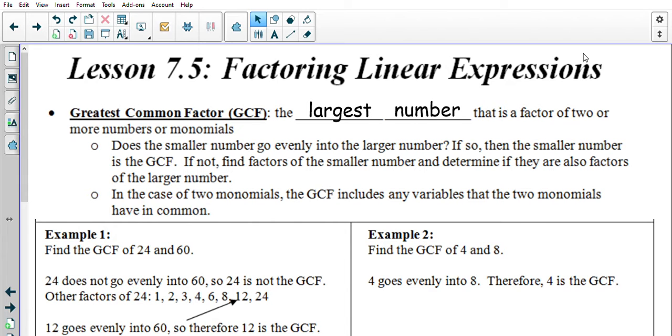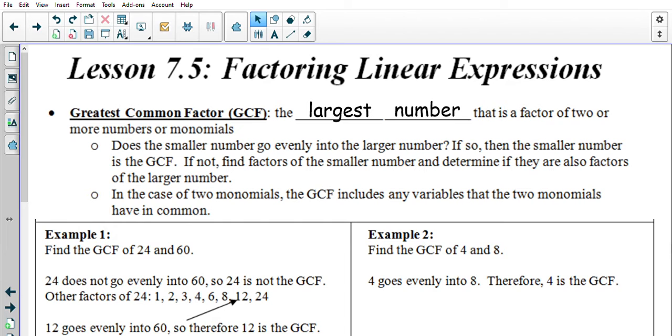This video is going to focus on the lesson 7.5 guided notes on factoring linear expressions. This is a really important concept because in algebra, which you'll take next year, factoring essentially is an entire unit. So you'll spend a lot of time working with factoring expressions, and we're going to be working first with factoring linear expressions using the greatest common factor. So let's begin by talking about what the greatest common factor is.